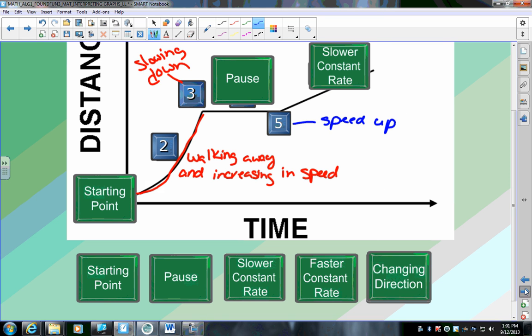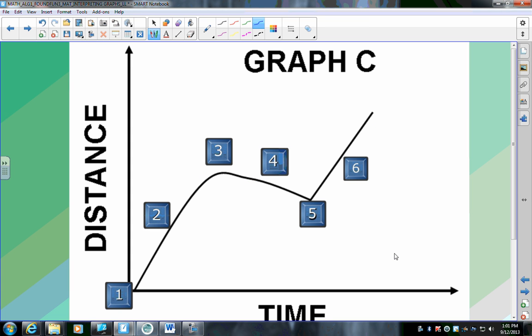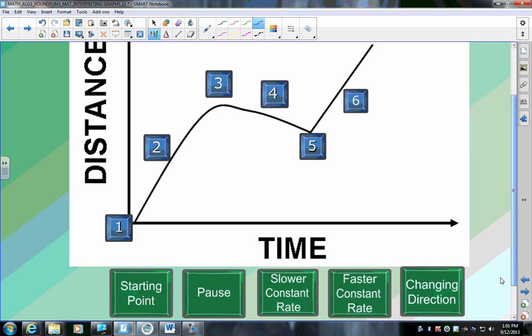Now we're going to go to graph C. Go ahead and sketch graph C on your paper. And then we're going to look and see which one of these works and where, and if we need to make some adjustments.